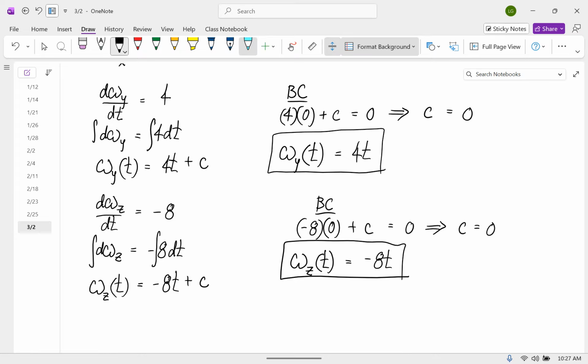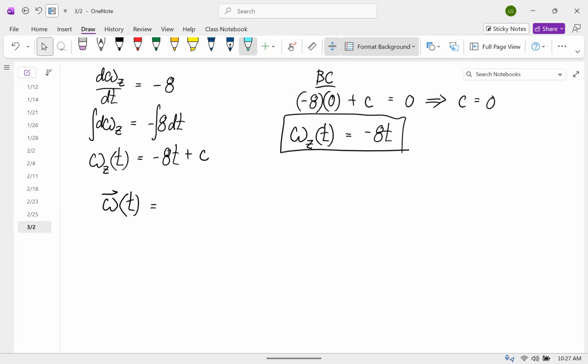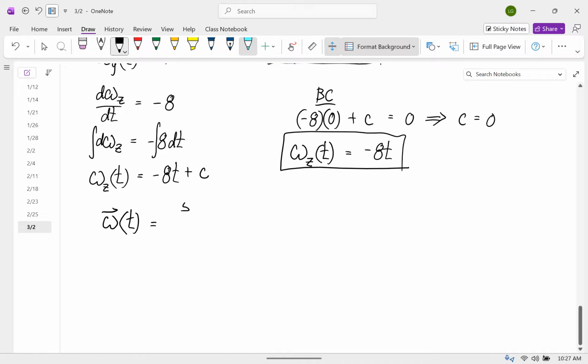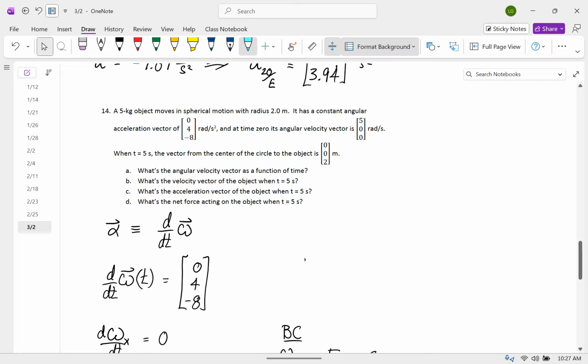So all together now, we have omega as a vector as a function of time is equal to 5, 4t, -8t. Okay, so that's the first thing it asks, that angular velocity as a function of time. We have that. Next: velocity vector at 5 seconds, acceleration vector at 5 seconds, and the net force at 5 seconds.